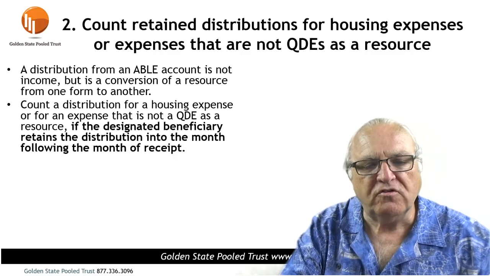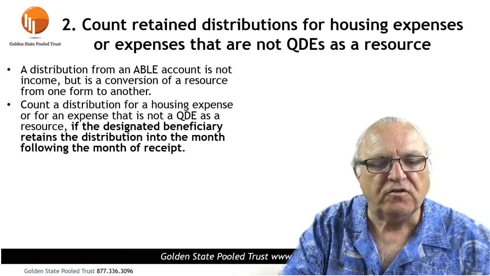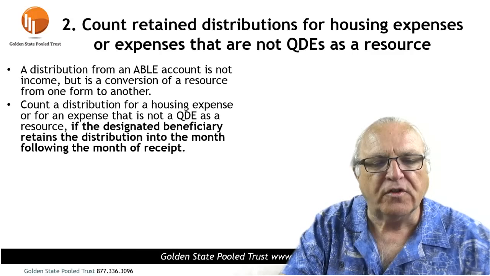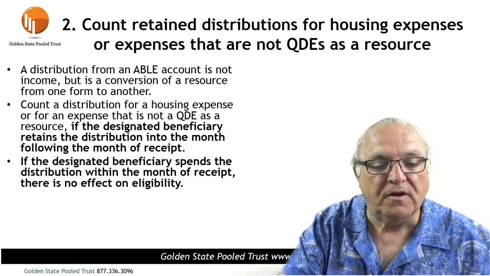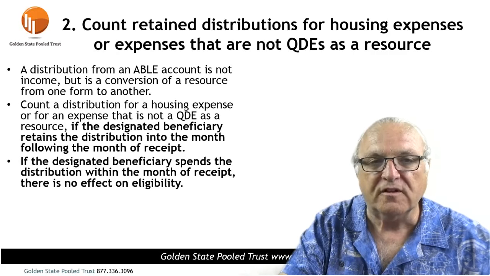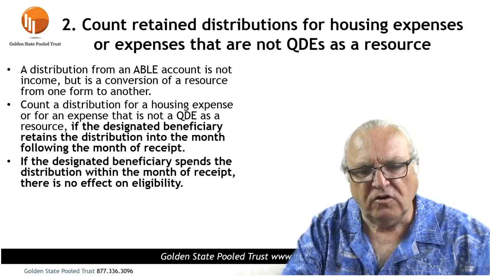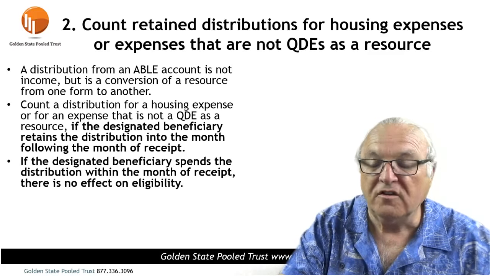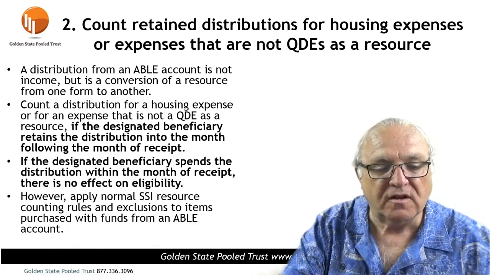So count a distribution for a housing expense or for an expense that is not a QDE as a resource if the designated beneficiary retains the distribution into the month following the month of receipt. If the designated beneficiary spends the distribution within the month of receipt, there's no effect on eligibility. In a way, isn't that huge? Whether you use it for a QDE, a non-qualified expense, or for a housing expense, it's not to be counted as income in the calendar month it comes out of the ABLE account.